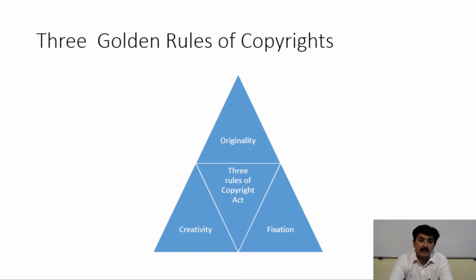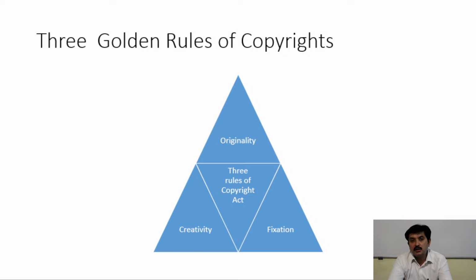Second is creativity. In case you want to bring in a lot of creativity to the existing piece of information, or you want to have a new novel piece of work, that is the next area that the Copyrights Act gives a lot of emphasis on also. So creativity is either you improve the existing content or you come up with something which is very novel, unheard, unprecedented, and that adds to the existing literature, that is called creativity. The next golden rule is fixation.